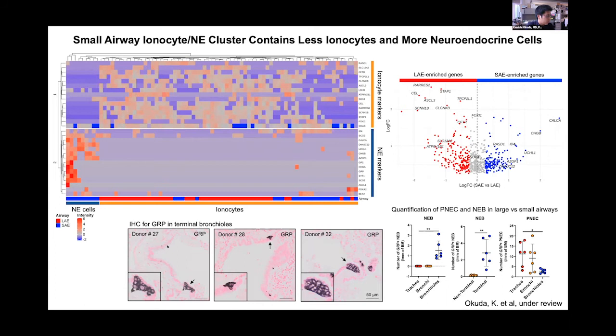And then we looked at the smaller airways, focusing on neuroendocrine cell marker protein. Consistent with this data, about 80% of small airways have at least neuroendocrine cell marker positive cell clusters. This is called a neuroendocrine body. So this is consistent with the data that shows small airway cells have more neuroendocrine cell genes.